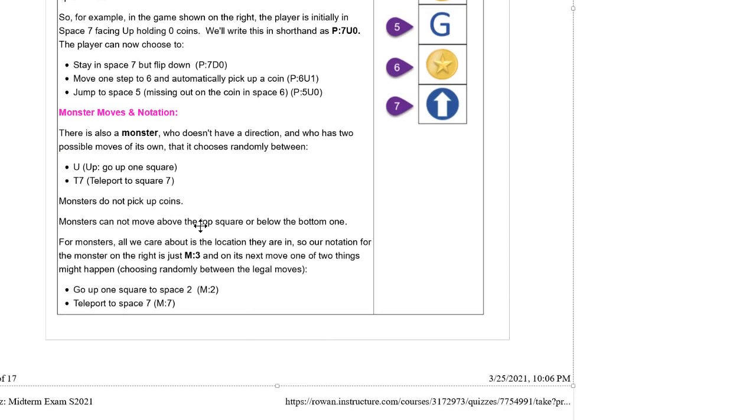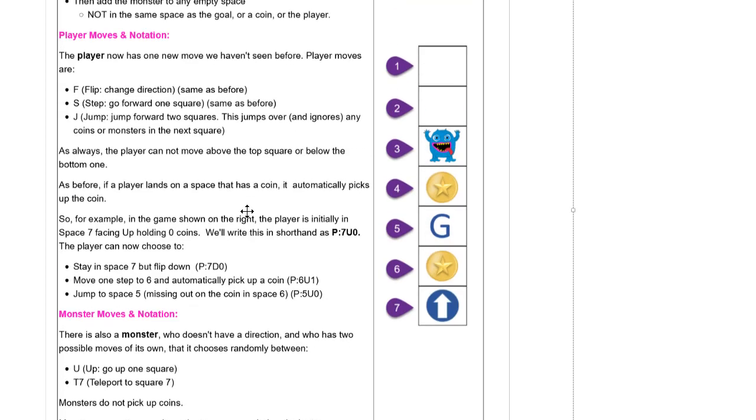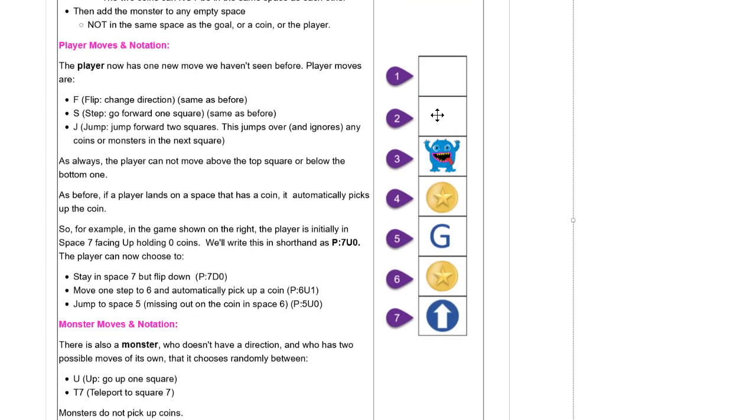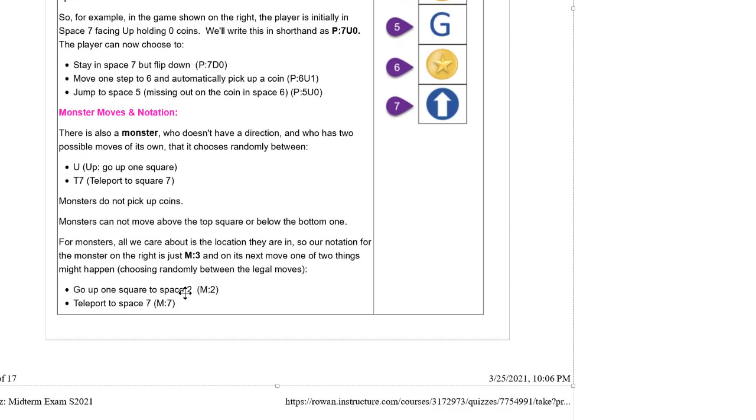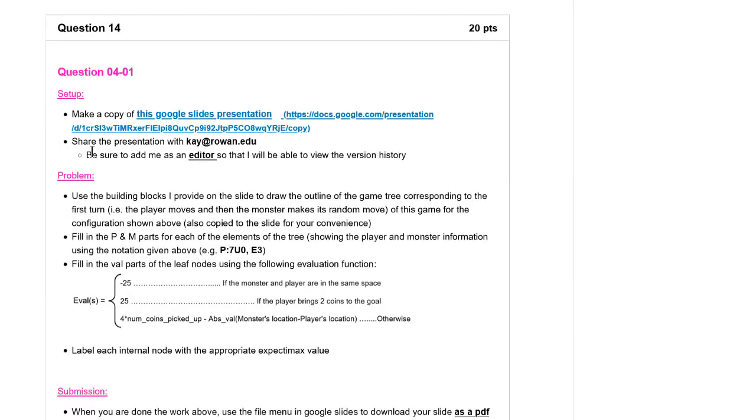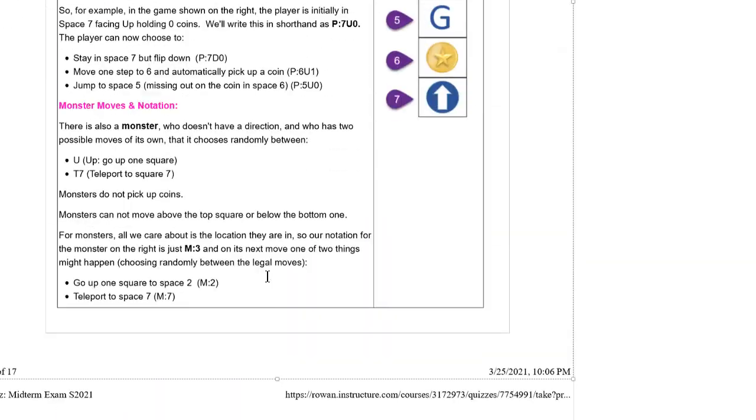And then the monster actually has 2 moves here. It can go up 1 square, or it can teleport to square 7. So in this case, if the monster's in square 3, it could go to square 2, or it could teleport to 7, so we have either the monster in 2 or monster in 7. And then I ask you to draw an outline of a game tree corresponding to the first turn, where the player moves and then the monster makes its random move, for the configuration shown above.